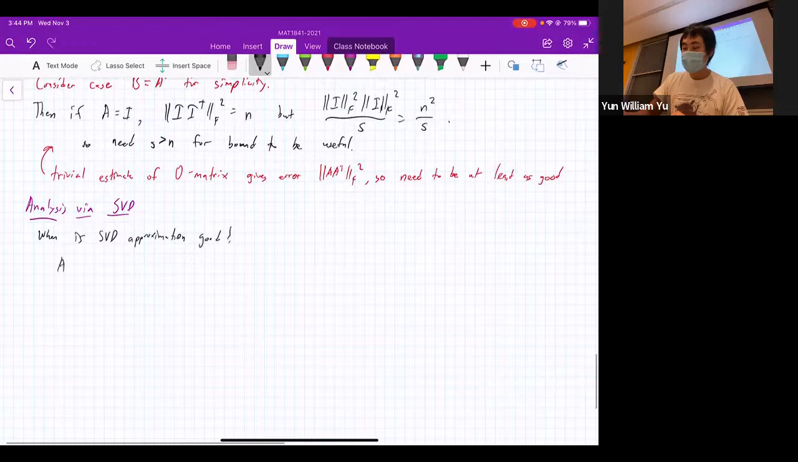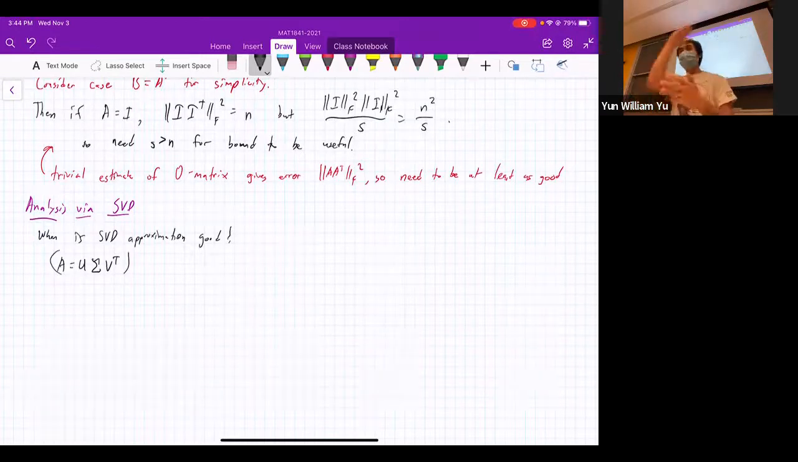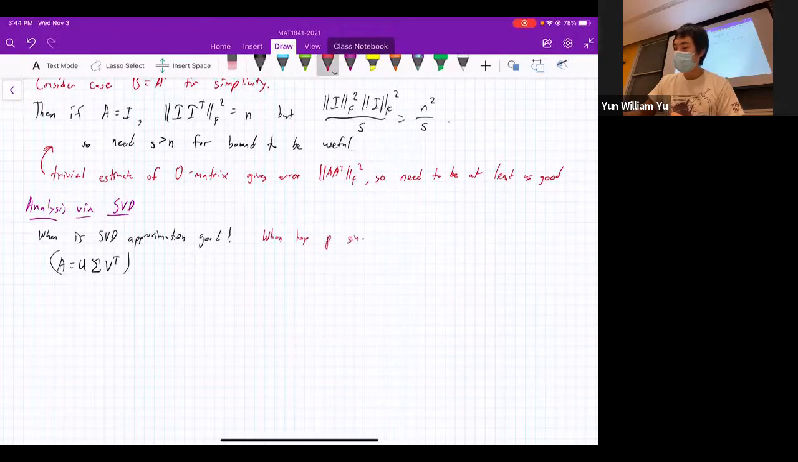And recall that the SVD is just A is equal to U sigma V transpose, where U and V transpose are orthogonal matrices, and sigma is a diagonal matrix. Well, the answer to this is when the top p singular values take up a large constant fraction of Frobenius mass.